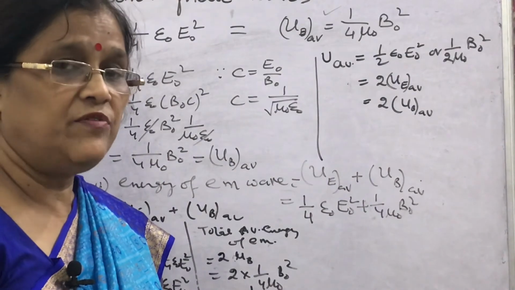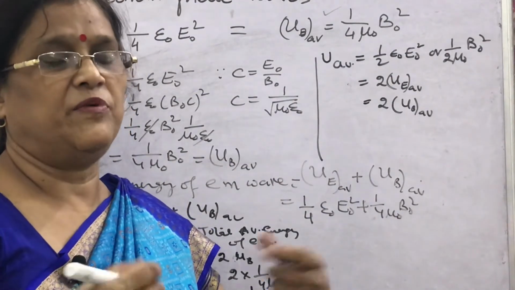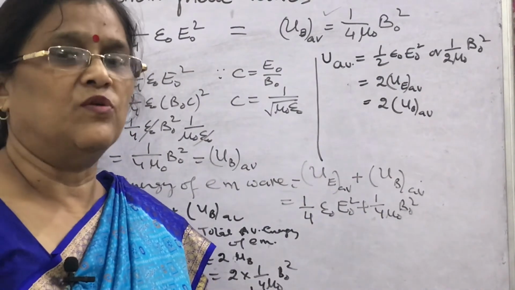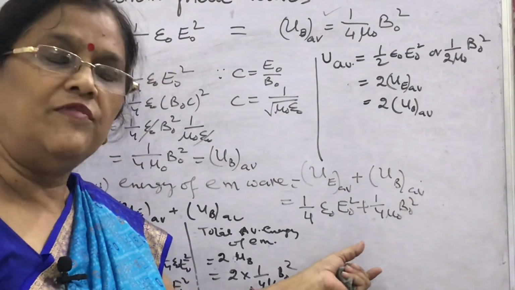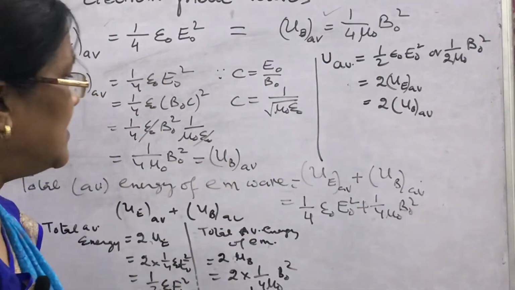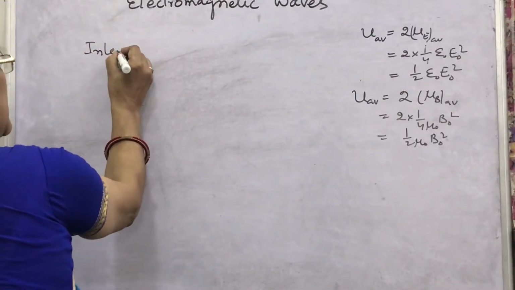Why have we taken energy density? Because EM waves are produced in space, so energy per unit volume is of importance. That's why we learn it. Now we will see what is intensity. We will see the intensity of EM waves.